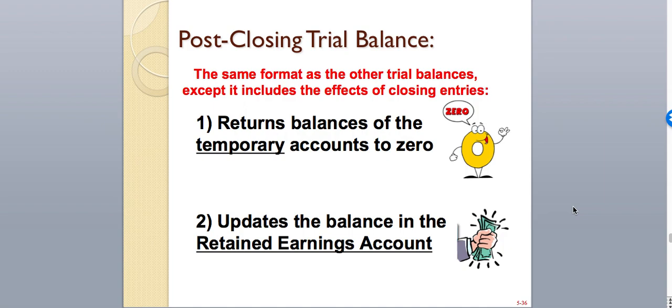And this trial balance has the same format as the other trial balances, except that it includes the effects of closing entries. And as you recall from last lecture, the closing entries have the effect of returning the balances of the temporary accounts to zero and updating the balance in the retained earnings account to what it should be when we ended the previous period.